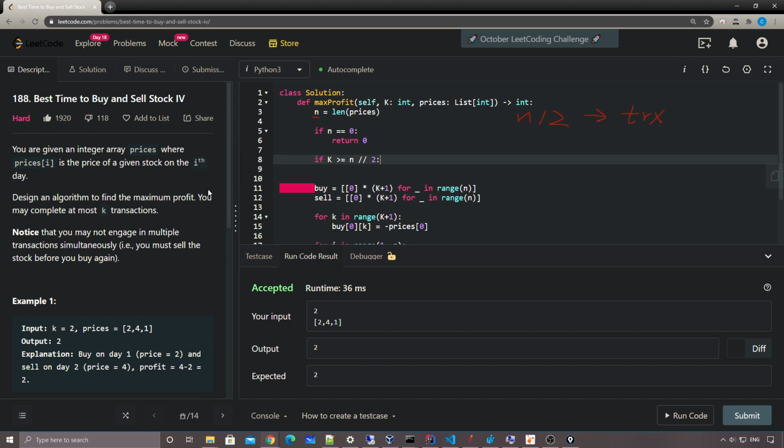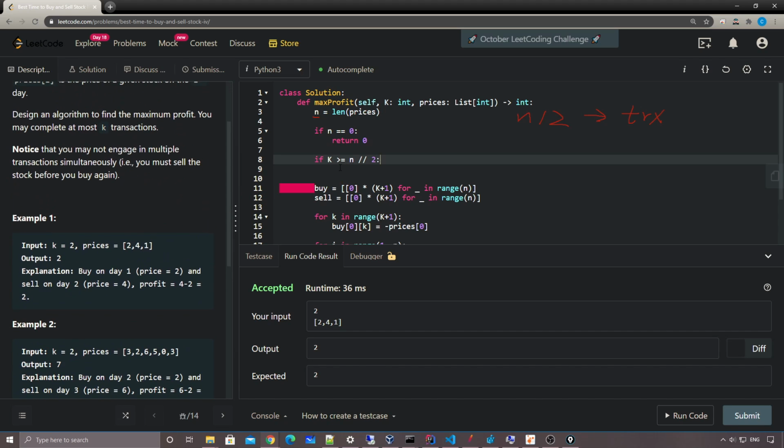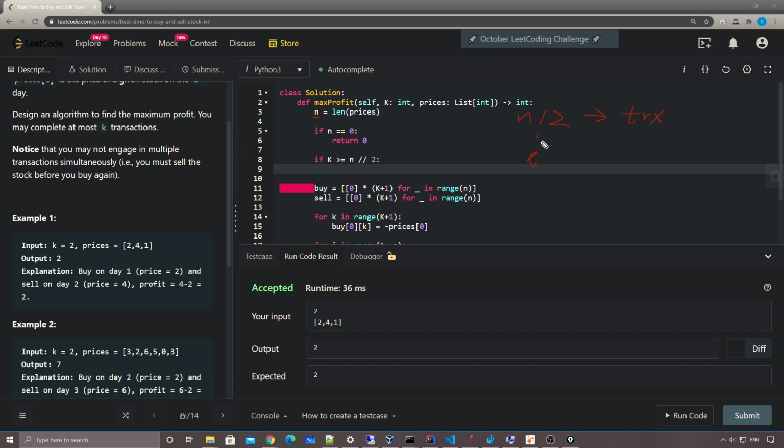So basically that's going to be a special case. And if that's the case, we can simply do a simple check handling here, which is, as long as the current stock is higher than the previous day stock, than yesterday's stock, we can simply do a buy and sell, right?